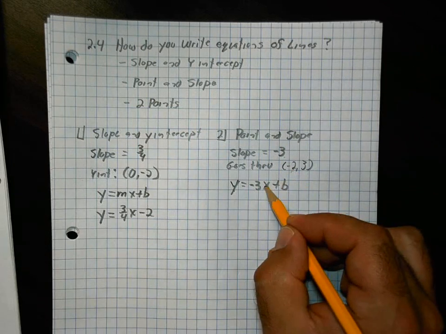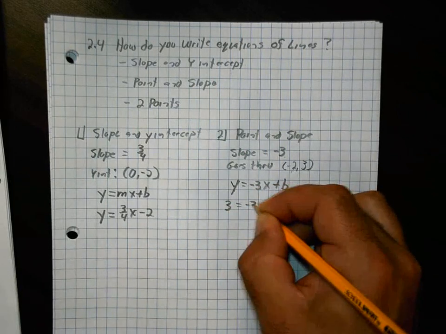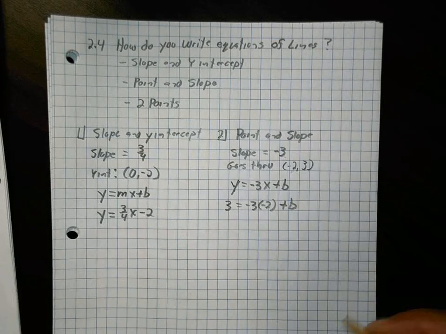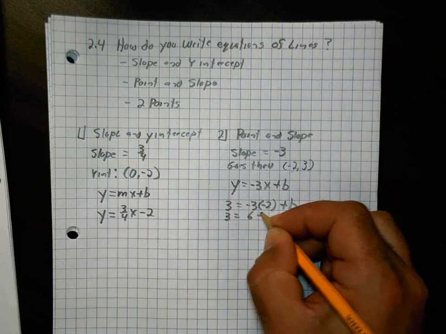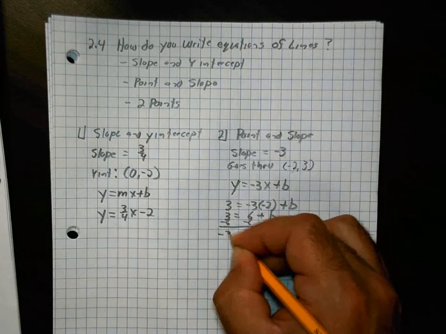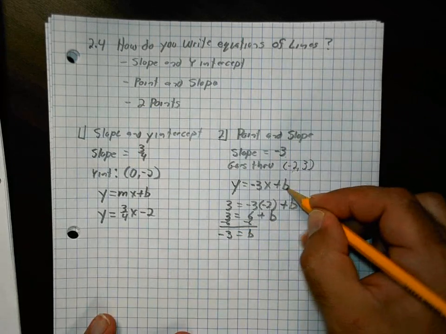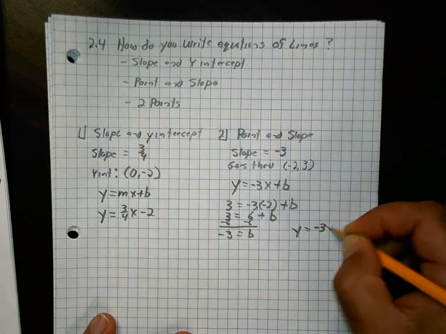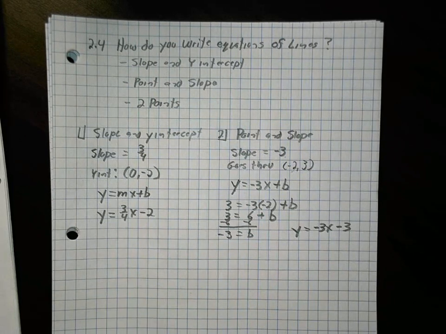So -2 is the x, 3 is the y. Now we just solve this simple equation. That's going to be 6 plus b, subtract 6. Looks like b is -3. So now I can substitute that back in, and I can write my equation, y equals -3x minus 3. So that's what you do if you get a point and a slope.